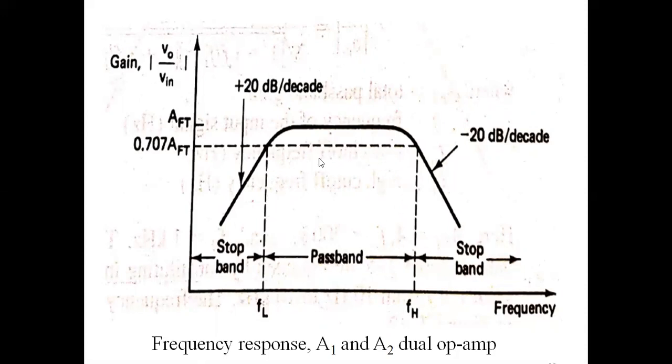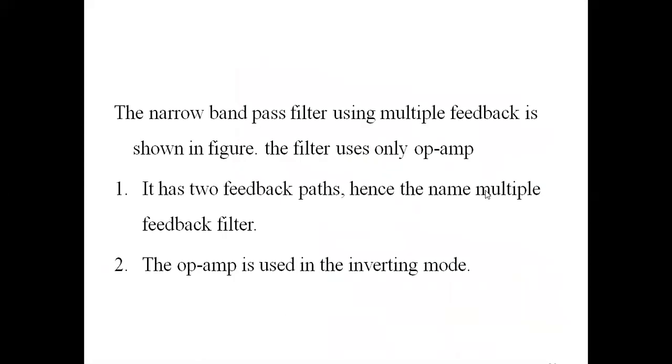These are the frequencies which it is going to pass in the passband. Okay, and next one is the narrow band pass filter. This is another type of band pass filter. Here we are using the narrow band pass filter with multiple feedback, and that has been shown in the figure. I will just come to that figure, and it has two feedback paths.